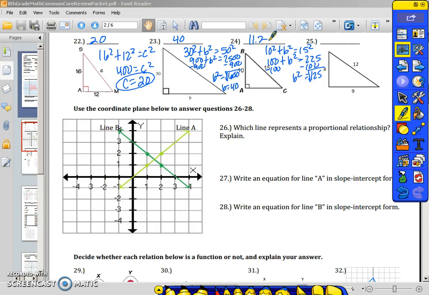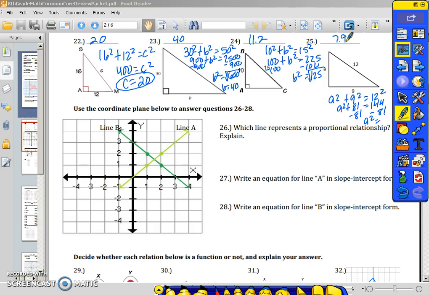And for 25, A squared plus 9 squared equals 12 squared. That's 81 and 144. Bring everything else down. When you subtract 81 and take the square root, you'll get 7.9.